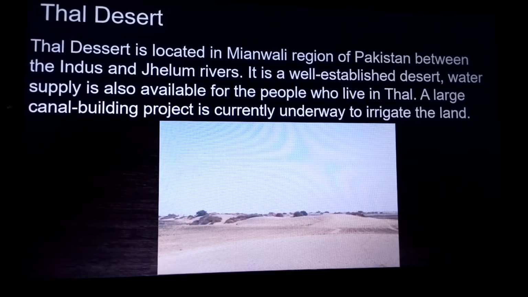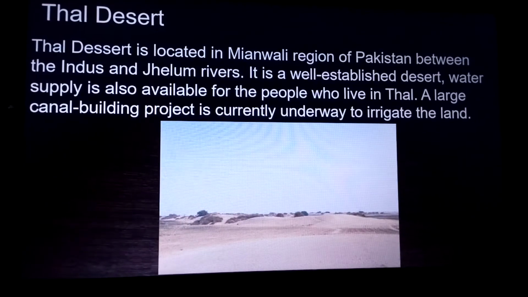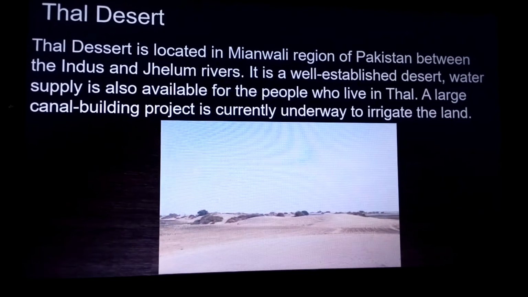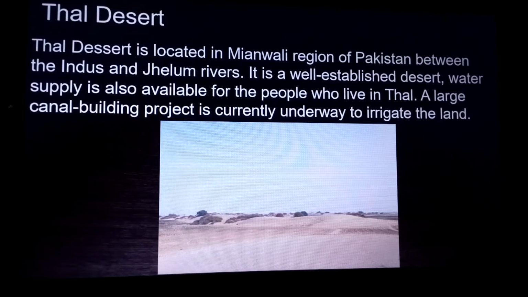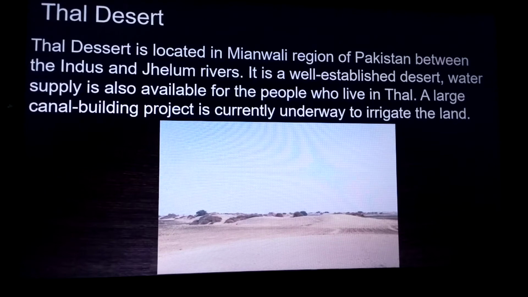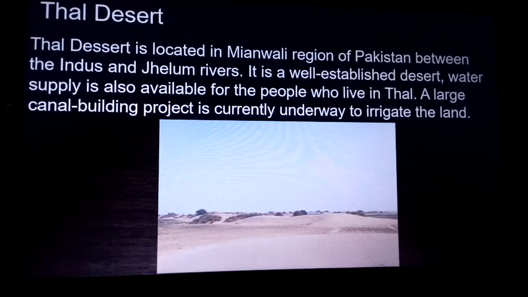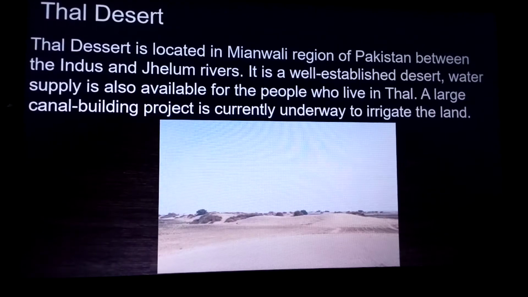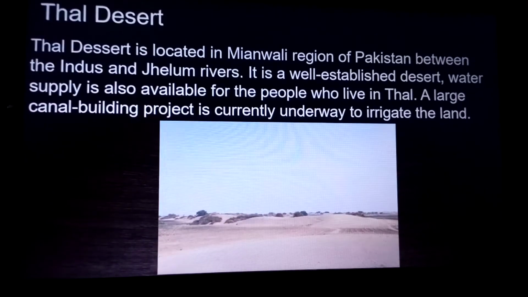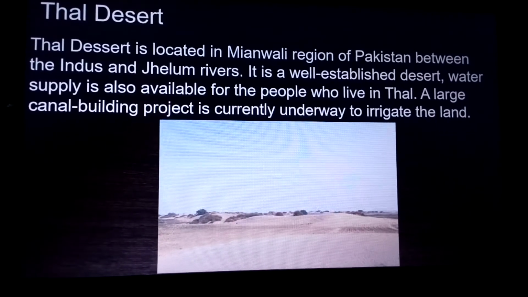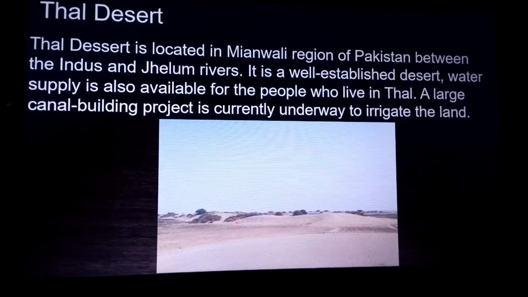Last time we were talking about the Thar desert. Now this one is Thal. We have an L in the end. This desert exists in Punjab, in the Mianwali region. It lies in between the Jhelum River and the Indus. A very well established desert. We have found water over here. There is a water supply for the people living in Thal. And nowadays there is a canal building project currently running in this area to irrigate the land.